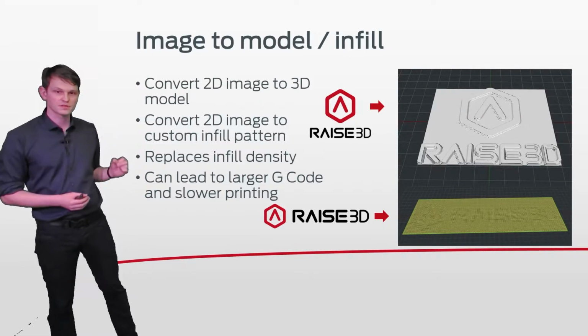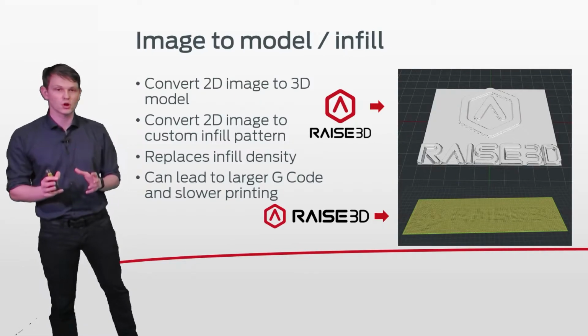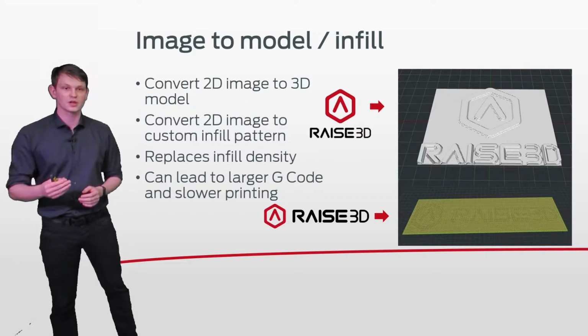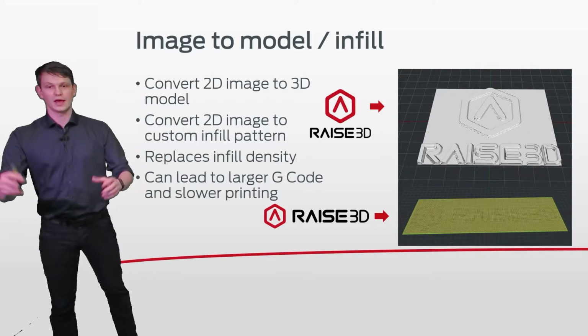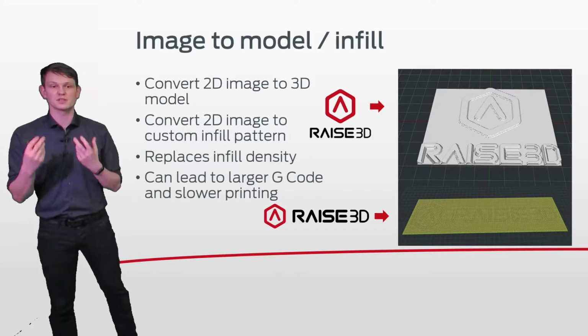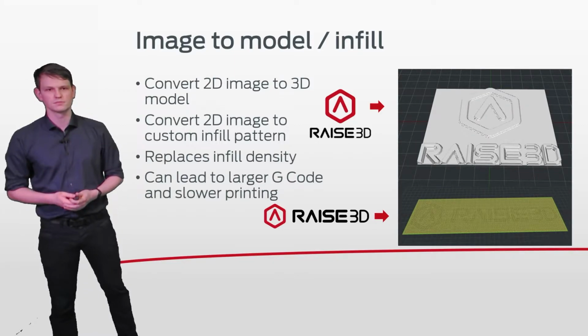Take note that this function will lead to a much longer slicing process, including a longer preview generation because the G-code is far more complex. As a direct result, the print time itself will also increase.